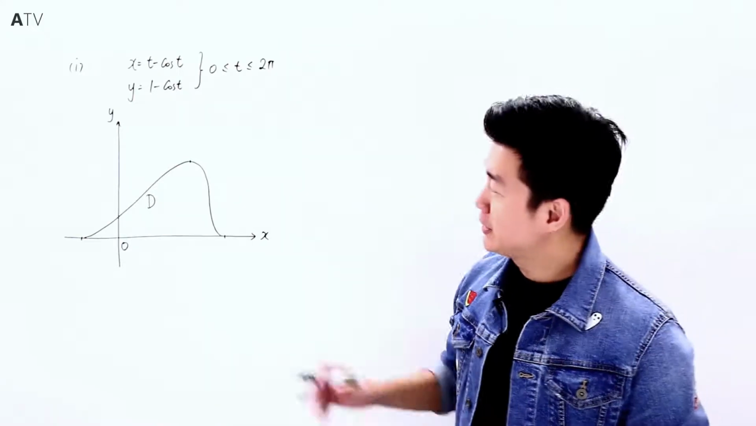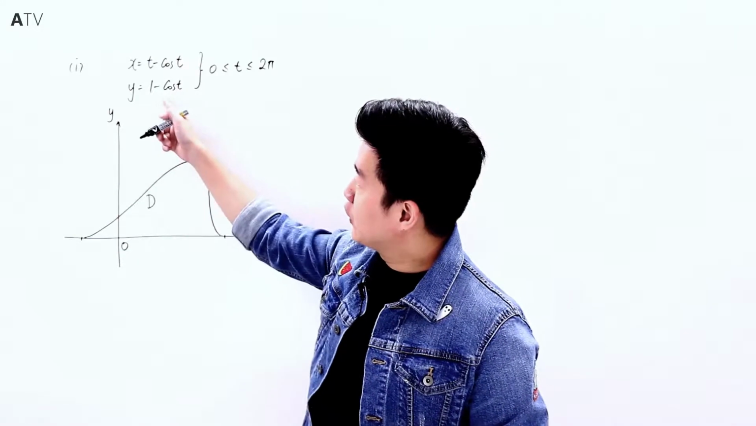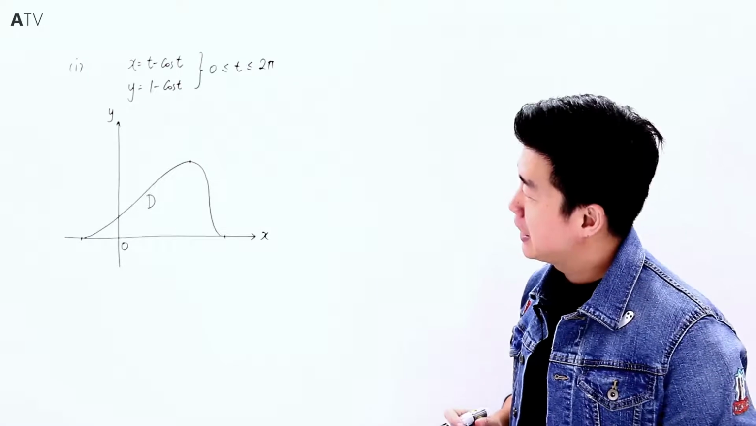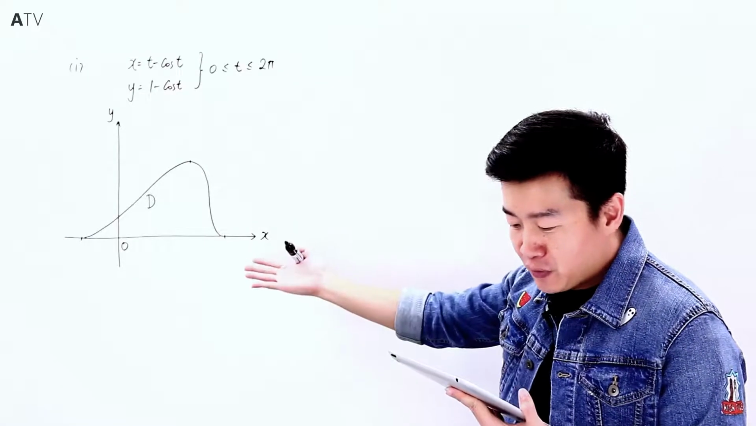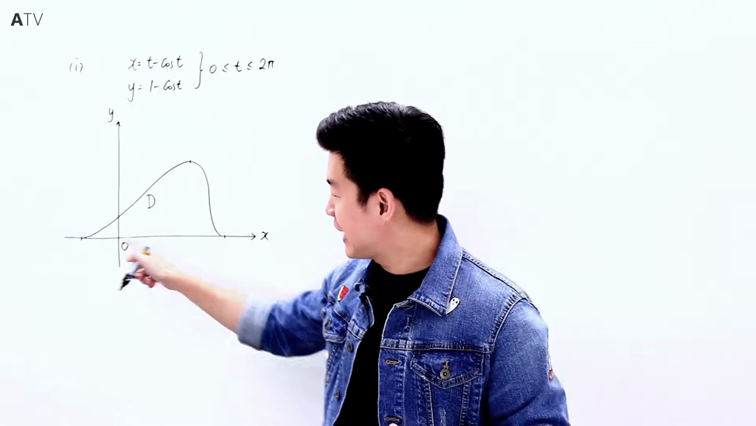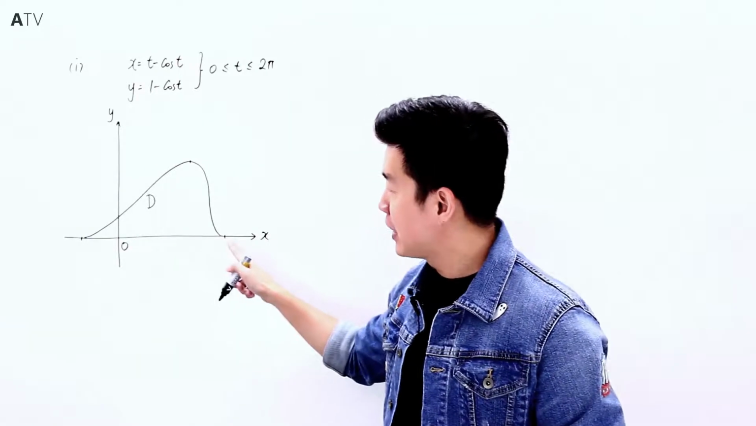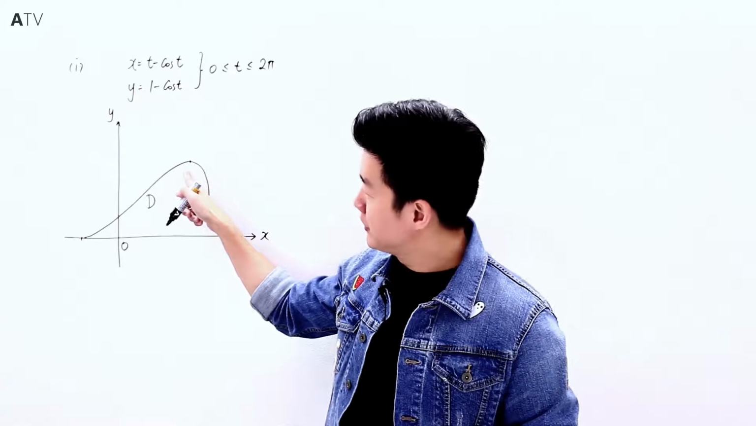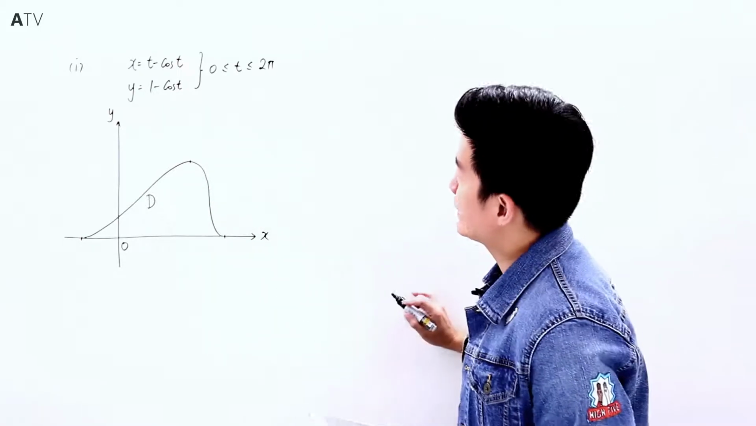Using our graphing calculator, we will be able to sketch the graph for this pair of parametric equations. And what we are supposed to do on top of the graph that we have here is to indicate the coordinates where it meets the x-axis, which means the x-intercept, and the maximum point. So let's start with the x-intercept.